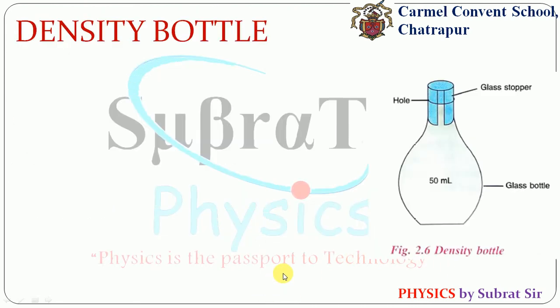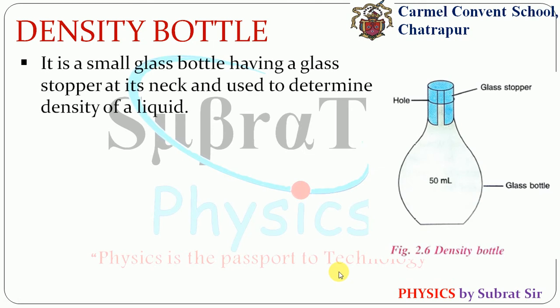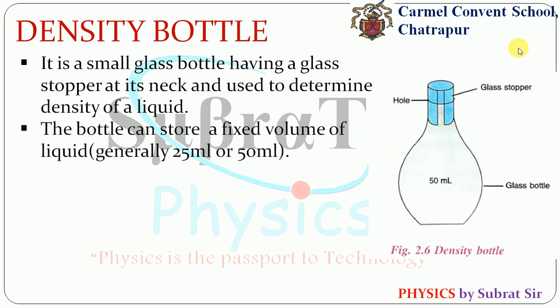Then, what is a density bottle? Let us see figure 2.6, the density bottle. It is a simple glass bottle having a glass stopper at the neck and used to determine the density of a liquid. The bottle can store a fixed volume of liquid. Generally it can be of 25 ml or 50 ml.